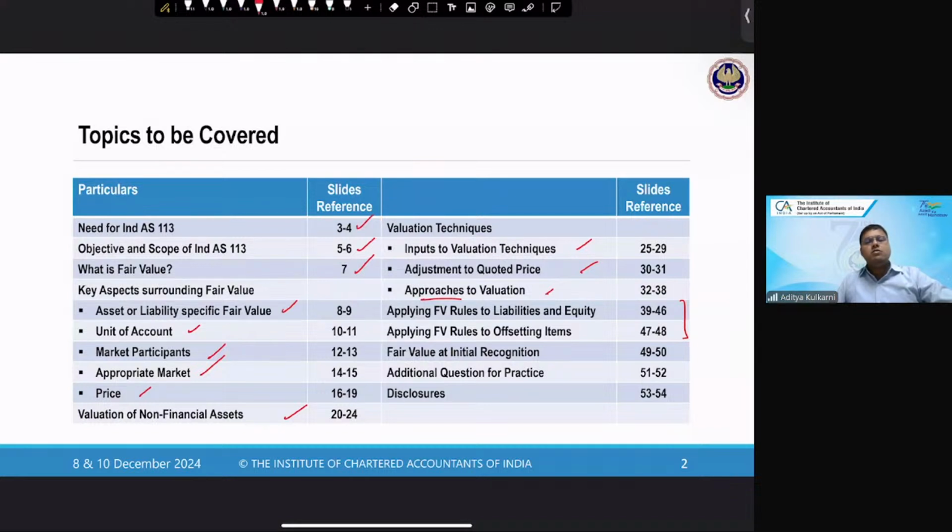And when we talk about the cost approach, it is more of a balance sheet based approach, a net asset value based approach. When we talk about fair value at initial recognition, we saw that what is my exit price will become my entry price for the counterparty.